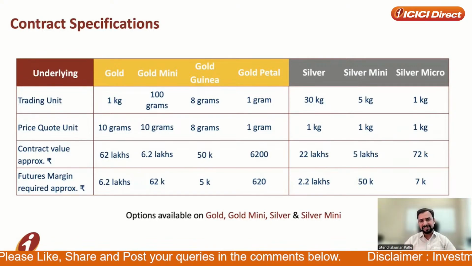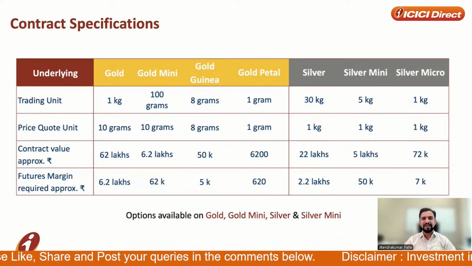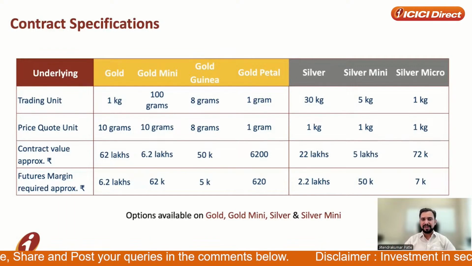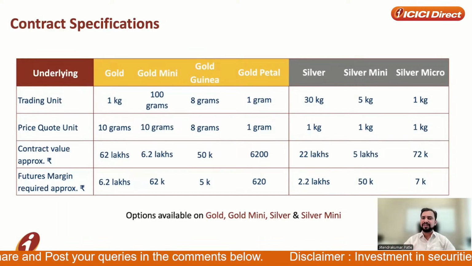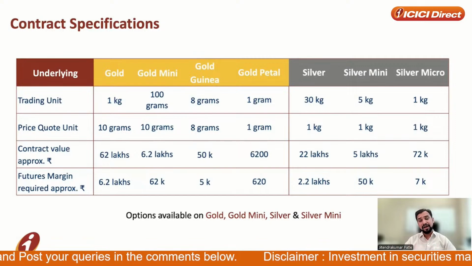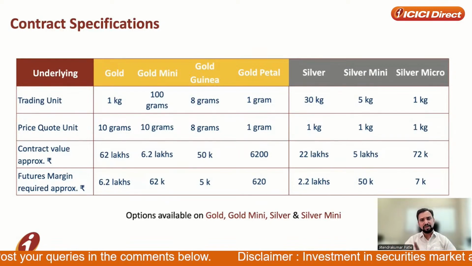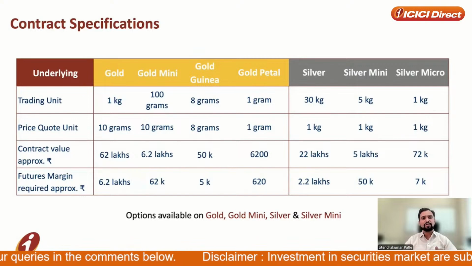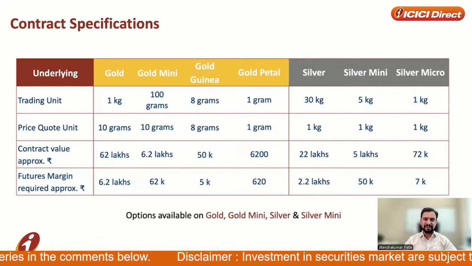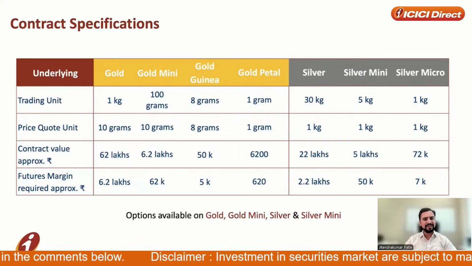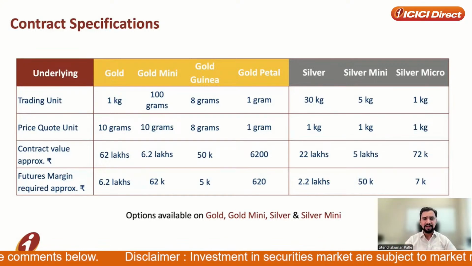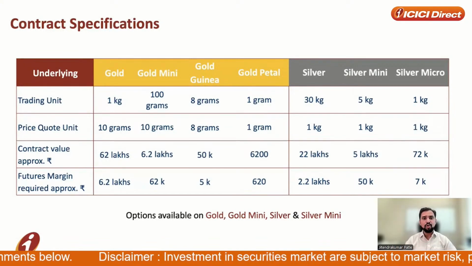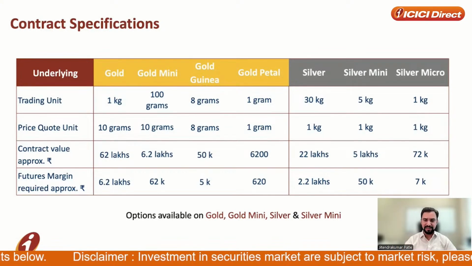Apart from that, in silver we have three variants: silver, silver mini, and silver micro. Silver is a 30 kg contract, silver mini is a 5 kg contract, and silver micro is a 1 kg contract. Prices of silver are quoted per 1 kg only, whereas gold and gold mini are quoted per 10 grams. But gold guinea is an 8 gram contract, and gold petal is a 1 gram contract. And options are available on gold, gold mini, silver, and silver mini.